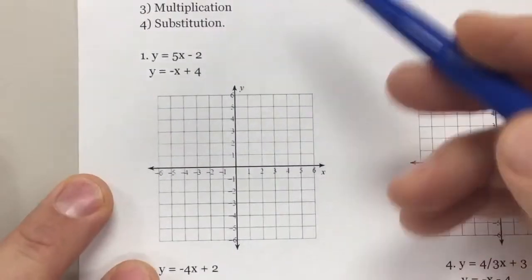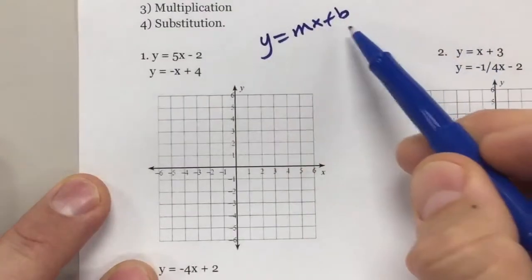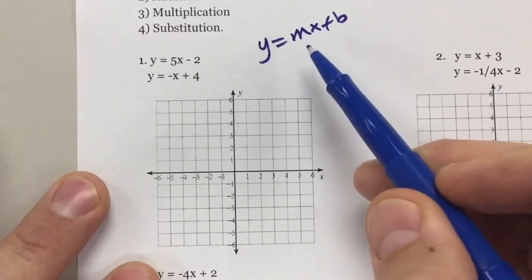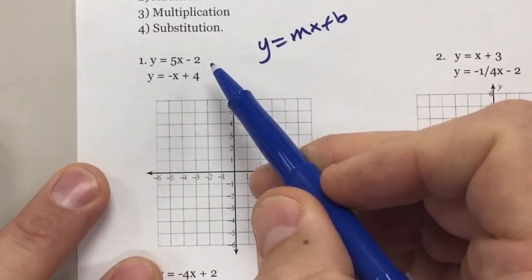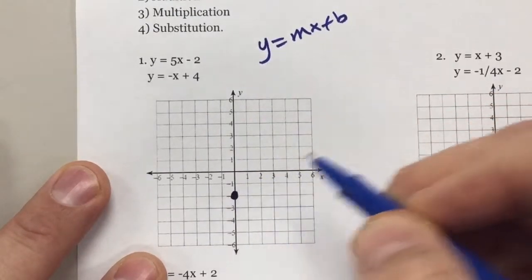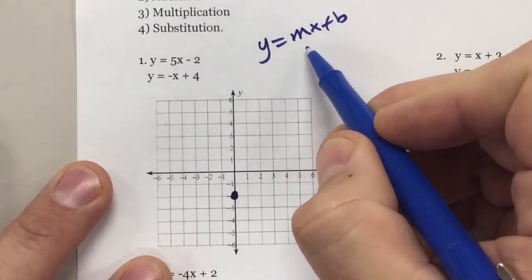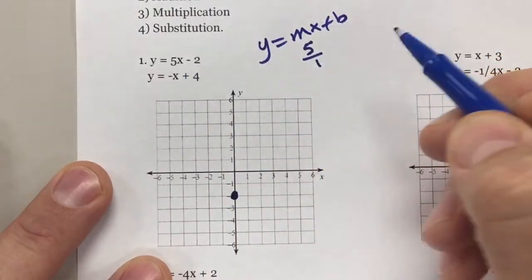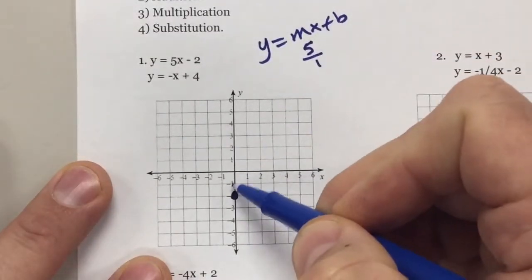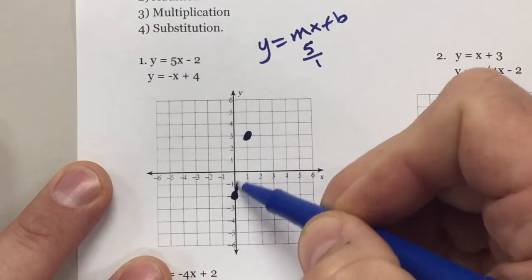So let's graph the top equation first. Remember, these are in y equals mx plus b form. So I always start with the y-intercept, the b, and then I use the slope to find the rest of the line. So for the top equation, the y-intercept is -2, so I make a point down here at -2. And then the slope is 5. And remember, if it's just a number like 5, we put it over 1, which tells us to go up 5 over 1. So I count up 5 and then over 1. That is my line.